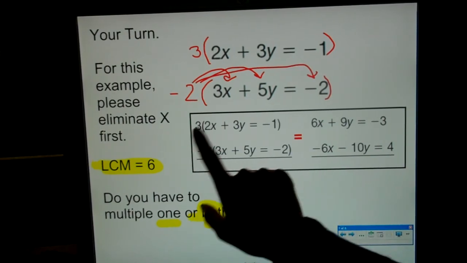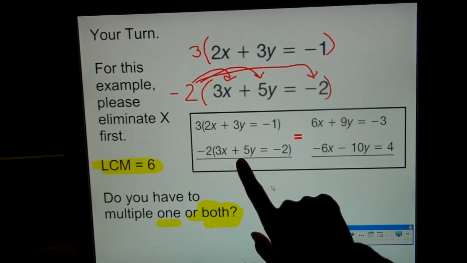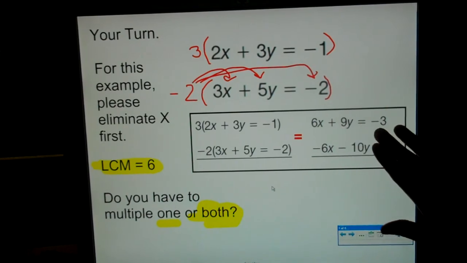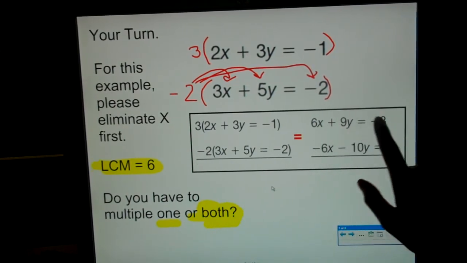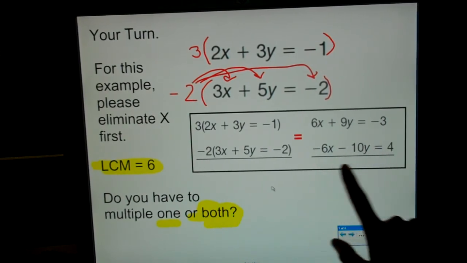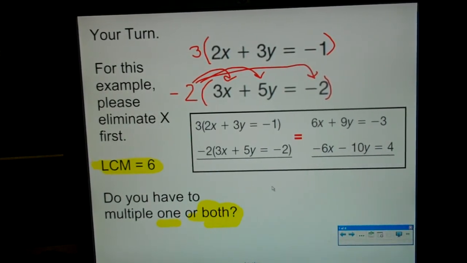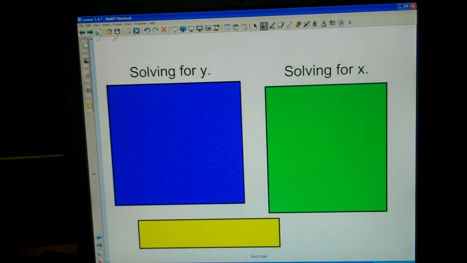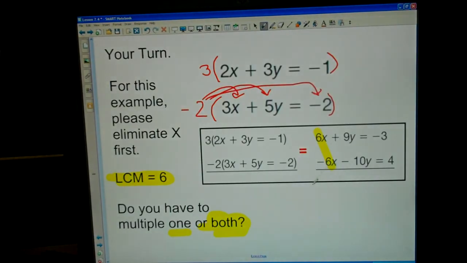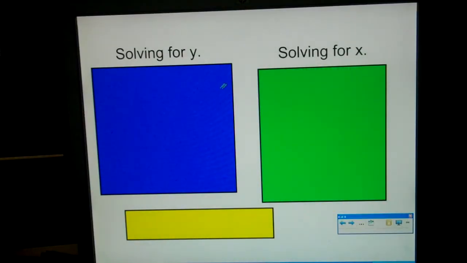Okay? So here I multiplied by 3. Here I multiplied by negative 2. I cleaned all that up. I actually did the distributive property, and I ended up with 6x plus 9y equals negative 3. And then down here we have negative 6x minus 10y is equal to 4. Do I have 0 pairs now? Yes, we do. And they are right here. My x's are going to be able to cancel. Okay? Next slide. Oh, I'll leave it there. You pause and solve for x and y, because the next slide gives you the answer.